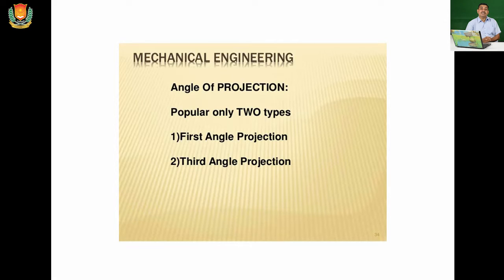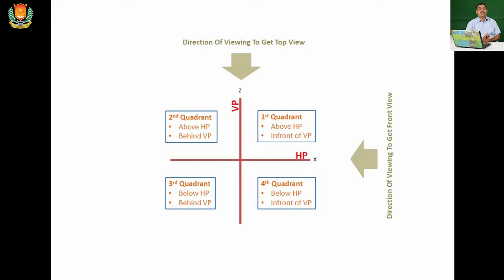If the object lies in the first 90°, or first quadrant, we say first angle projection. If the object lies from 90° to 180°, we say second angle projection. If the object lies from 180° to 270°, that is third angle projection, and if the object lies from 270° to 360°, we say that is fourth angle projection. So there are first angle, second angle, third angle and fourth angle projections.